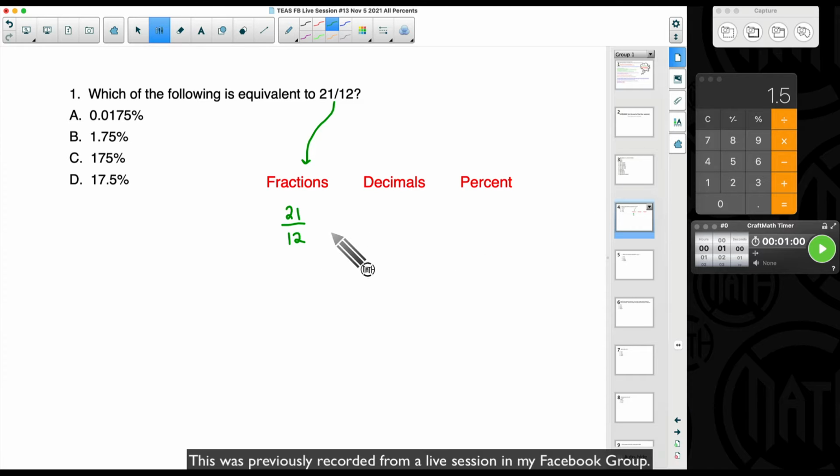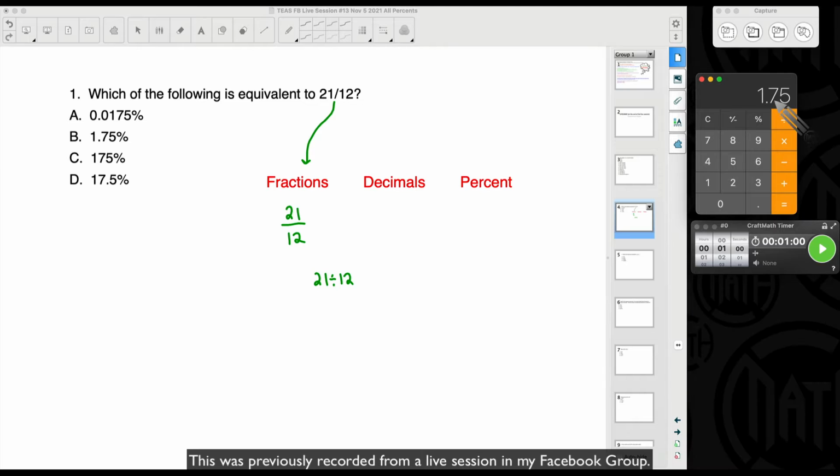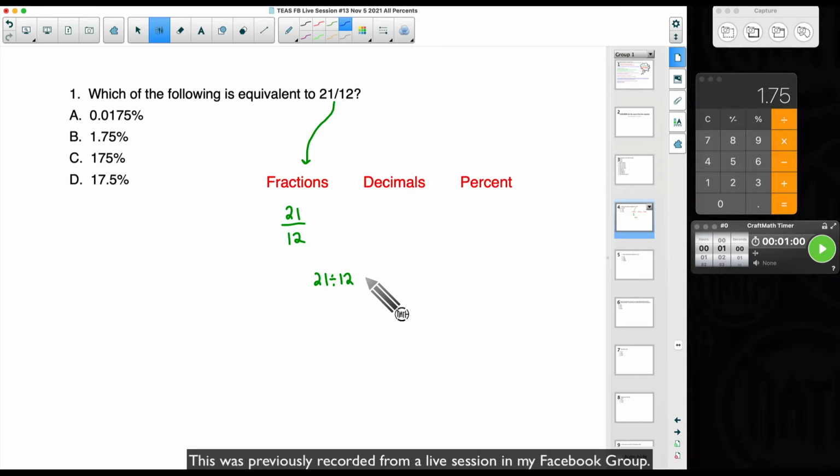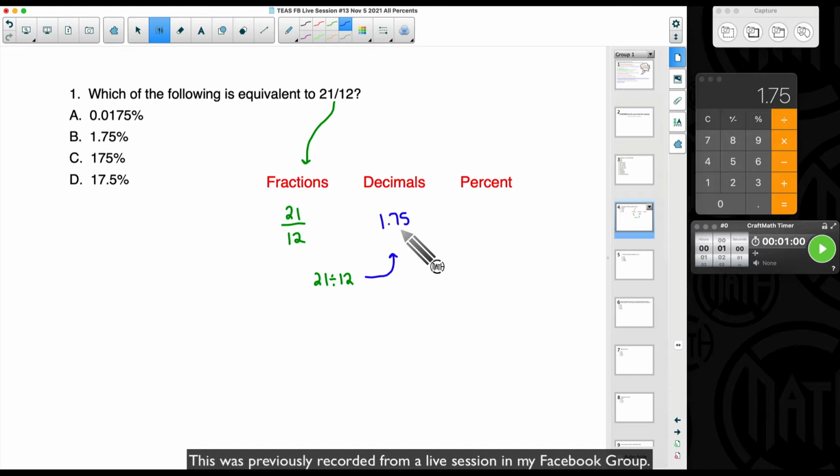Now, we can always take the top number divided by the bottom number to convert a fraction to a decimal. So 21 divided by 12 gives us 1.75. However, this is only the decimal. This is not a percent yet.